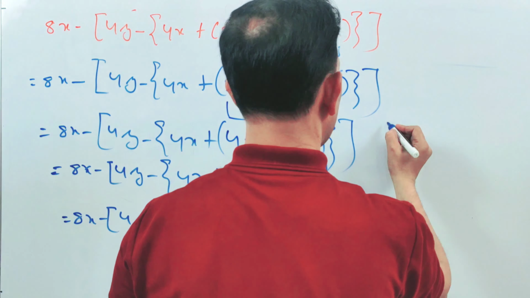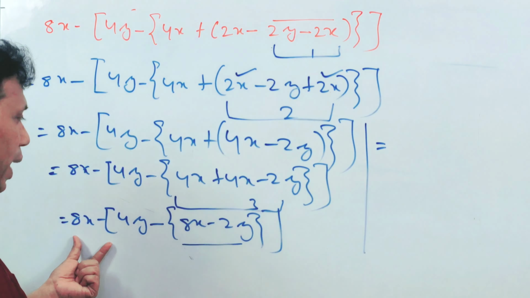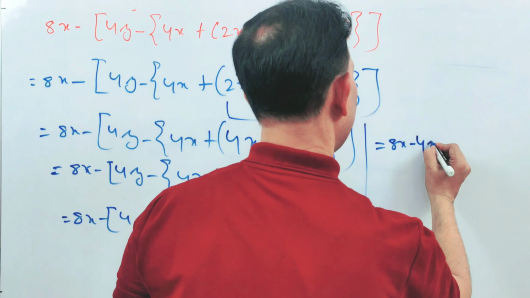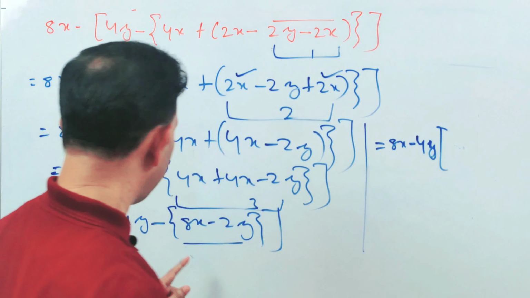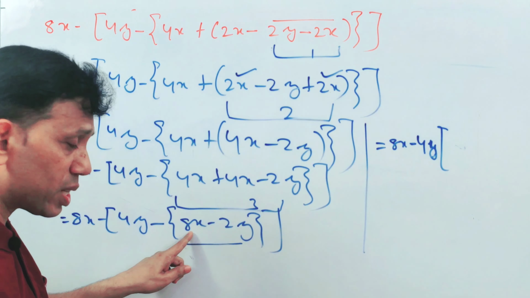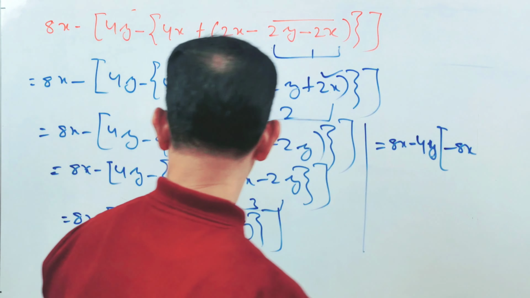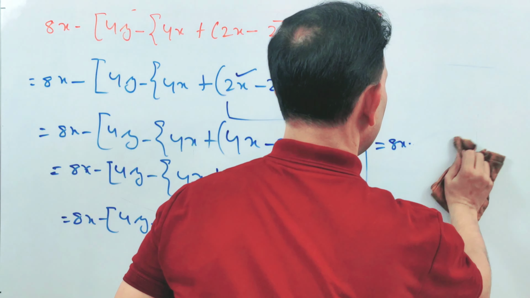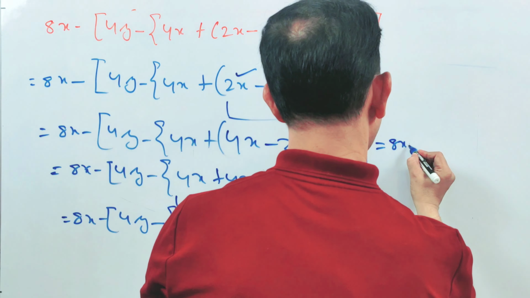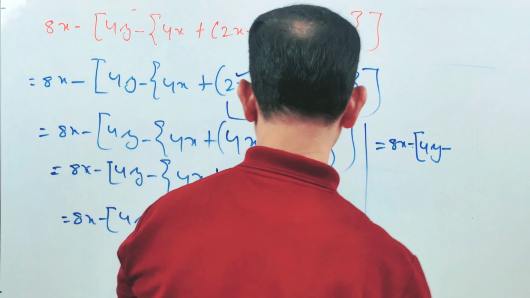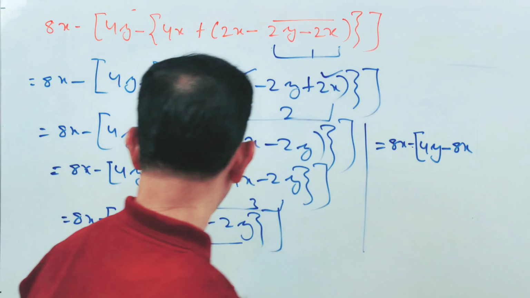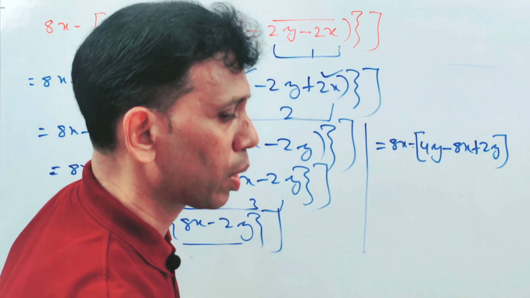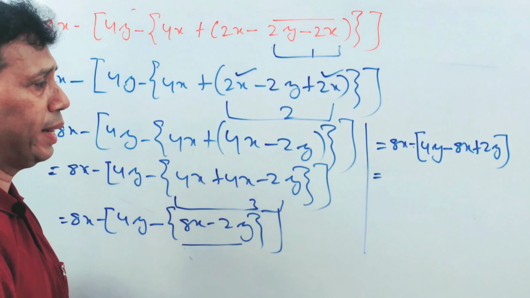Is equal to, I'll write here, 8x minus, this is 4y, done, square bracket. But here a minus mark is there, so this 8x will be minus 8x, and this 4y is under the square bracket, right? So just a minute. So this is minus 4y minus 8x, and this is minus and minus, plus 2y. Plus 2y is equal to 8x.